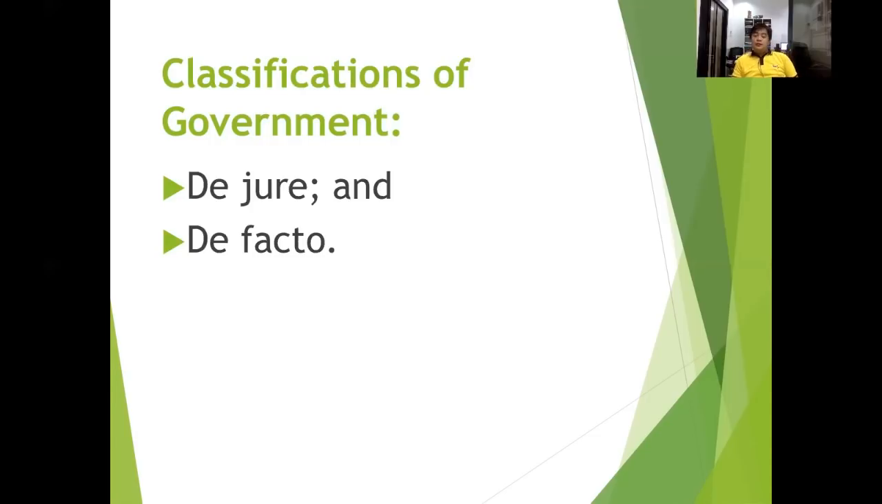After the EDSA 1 revolution, tinanggal si Marcos, pinaupo si Cory Aquino. Is that government of Corazon Aquino a de jure or a de facto government? To tell you, the Aquino government is a de jure government because it was a product of a peaceful revolution. But if it is not a peaceful, or a bloody revolution, then that will be considered as a de facto government.